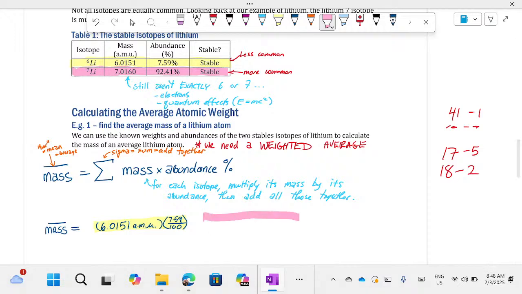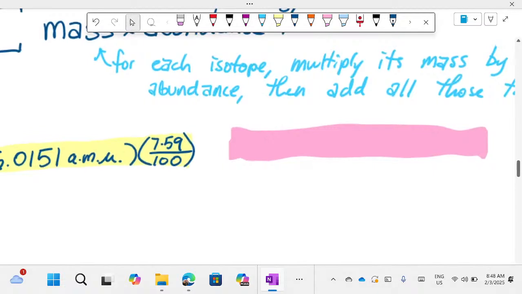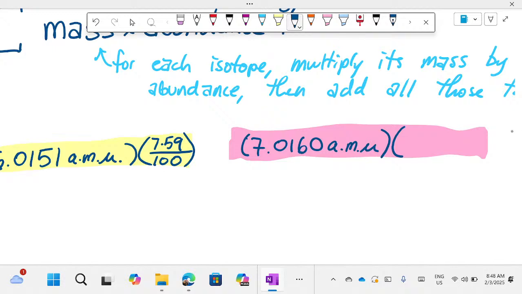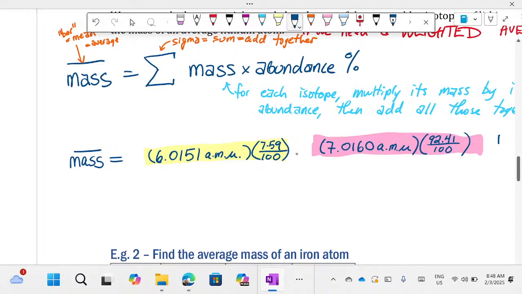Lithium 7. And what are we going to do with that one? What's the mass of it? 7.0160. Okay. What's the unit on that? Atomic mass units. And what percentage is that? Well, it's got to be 92.41. And how do I make that a decimal or a fraction? I can put it over 100. And then what am I doing with these two calculations? Yeah, the sigma tells us that we're going to add those up. That's taking a weighted average.